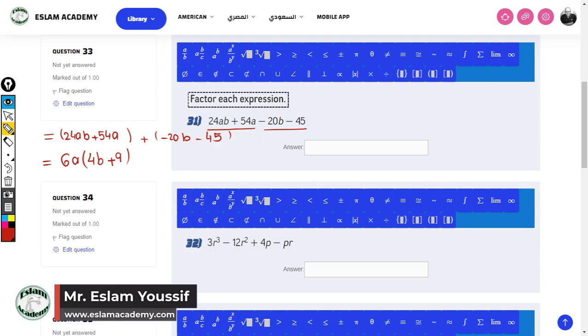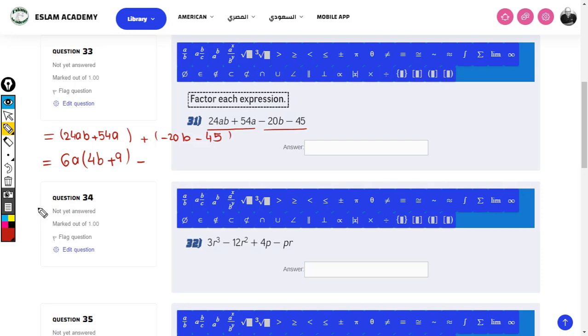To convert from negative to positive, we take negative as a common factor. And we have 20, 45, so 5 as a common factor. So negative 20 divided by negative 5 equals 4b. Negative 45 divided by negative 5 equals positive 9. You will find that 4b plus 9 is repeated, so 4b plus 9 is a common factor. The remainder from the first, which is 6a, with the sign of the middle, and the remainder from the second, which is 5. So it will be 4b plus 9 multiplied by 6a minus 5.